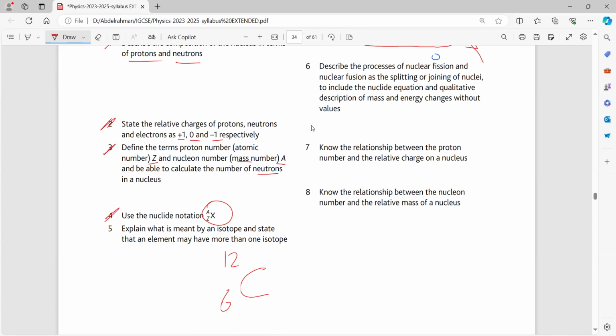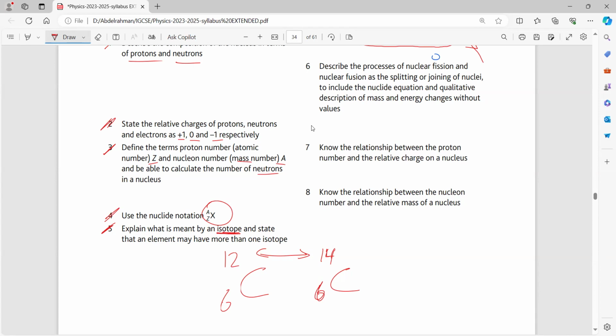What's the difference between carbon 12 and, for example, carbon 14? They are both the same element, but they are different isotopes. They have the same number of protons, but a different number of nucleons or neutrons. That's what makes it an isotope. So isotopes are basically the same element with a different number of neutrons.